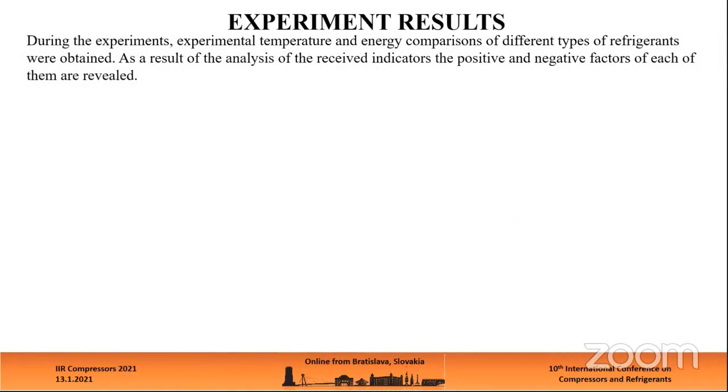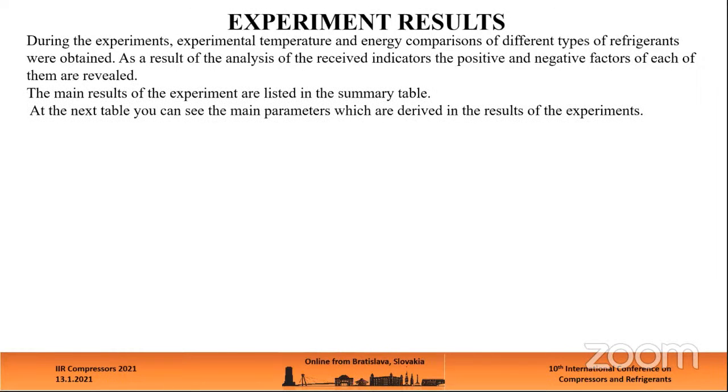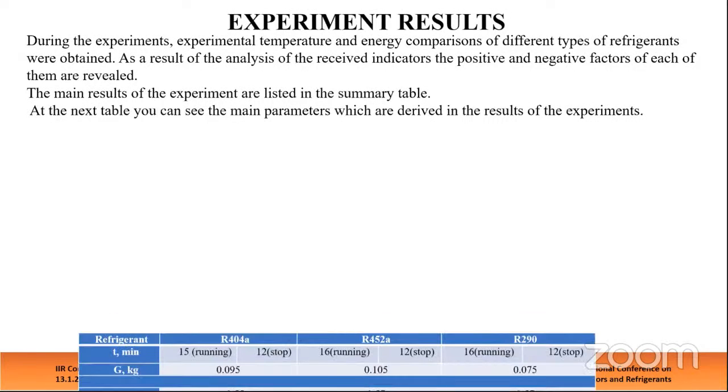Experiment results. During the experiments, experimental temperature and energy comparisons of different types of refrigerants were obtained. As a result of the analysis of the received indicators, the positive and negative factors of each of them are revealed. The main results of the experiment are listed in the summary table. Please see below.